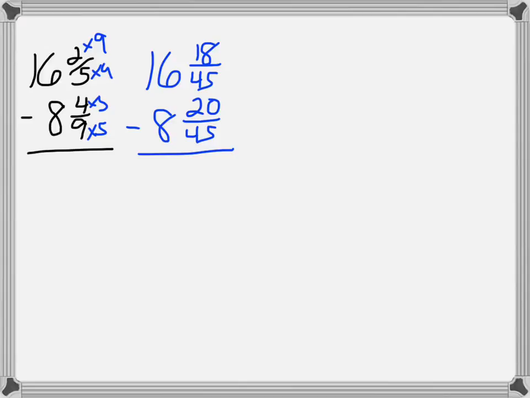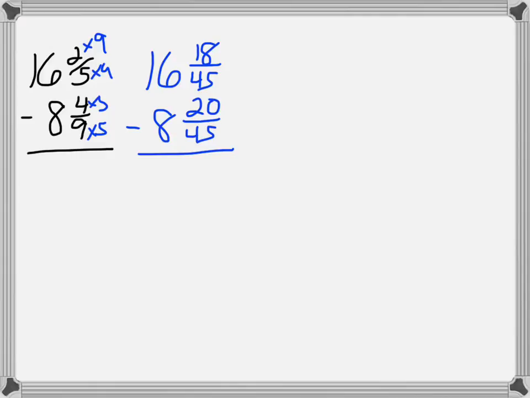But now we've got a problem. We can't subtract 18 minus 20. We're not yet dealing with negative numbers. So 18 is too small. We need to borrow 1 from the 16, add that 1 to the 18 over 45, so that we can have a large enough number to subtract.